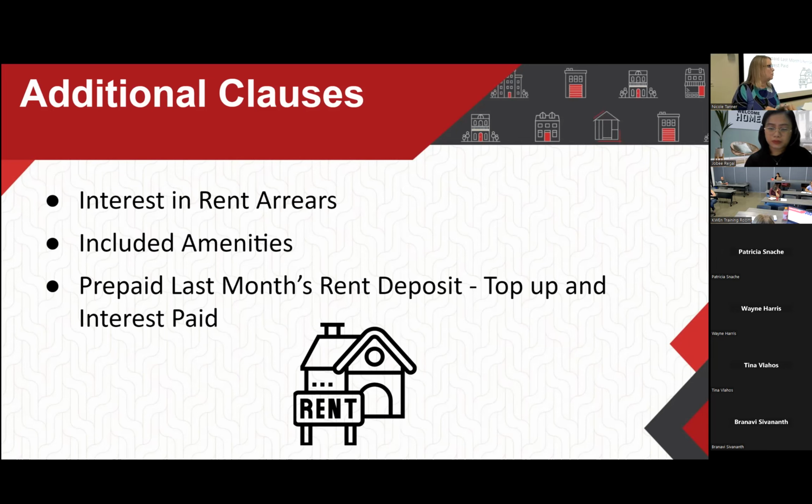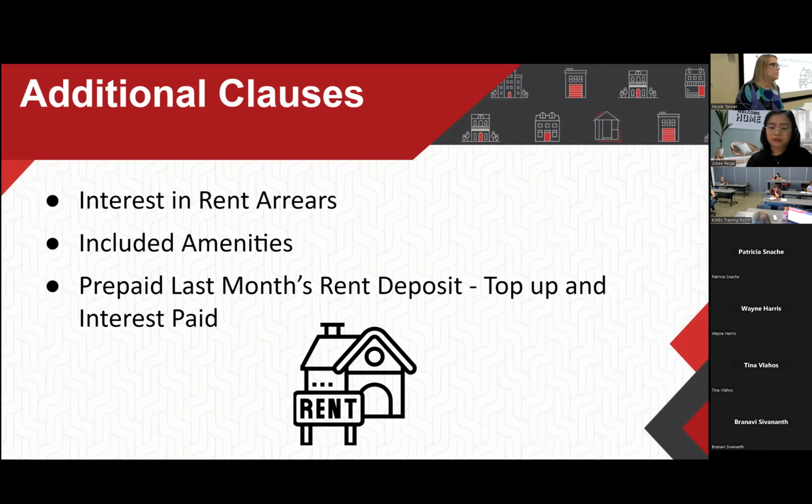Dehumidifier is not included, but if the tenant has moisture issues, it's their responsibility, and I'll cover that later. Okay. And then this is a good one here. Prepaid rent deposit, top up, and interest paid. So this is a good reason to increase the rent every year.